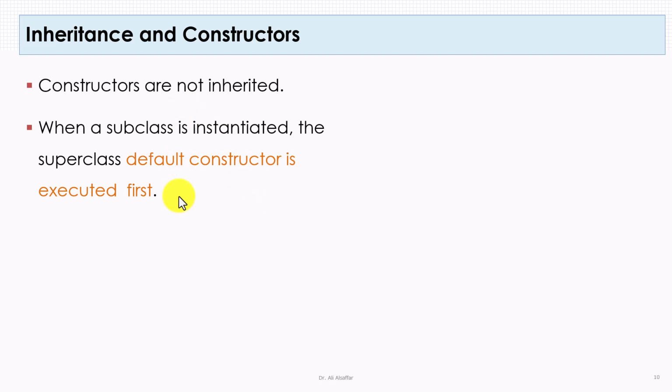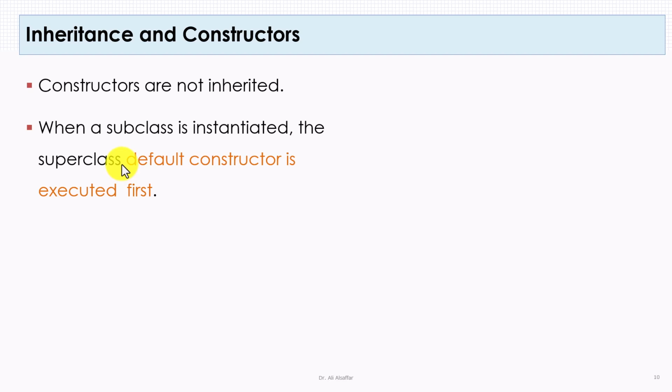And a superclass that also has a constructor. Is the subclass constructor executed first, or is the superclass constructor called first? This is what we need to know whenever we have inheritance. First of all, constructors are not inherited. But when a subclass is instantiated, the superclass default constructor is executed first.